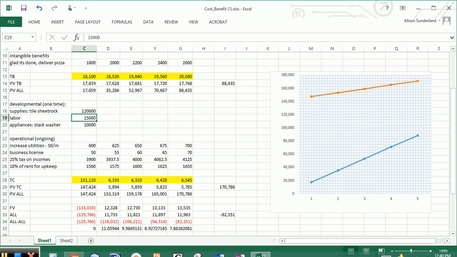And so project managers can use this as a tool to decide whether or not they want to implement the project. Because not only does it have to be technically and organizationally feasible, it does have to be economically feasible as well.